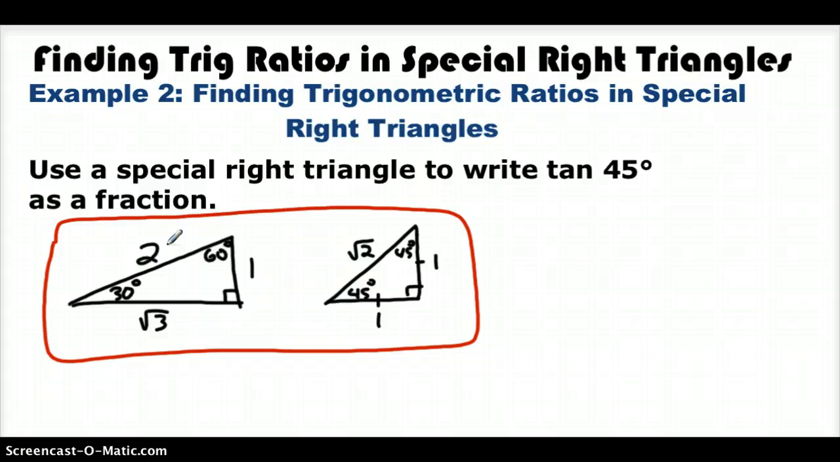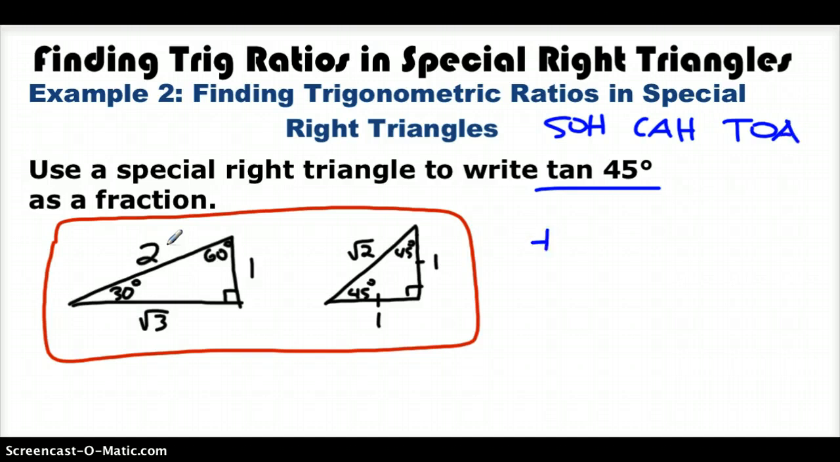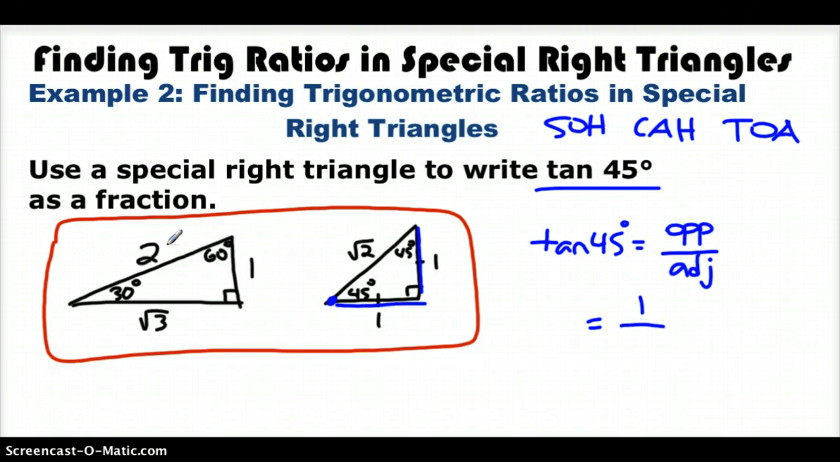Okay? Now we're looking for the tangent of 45 degrees. Well, remember, SOHCAHTOA. Okay, so again, the tangent of 45 degrees is going to be equal to the opposite over the adjacent. Okay, well, in this particular case, the opposite over the adjacent here is going to be 1. So let's look at 45 degrees, doesn't matter which one you choose. The opposite here is 1. The adjacent here is also 1. So 1 is going to be our final answer here. Okay, so pretty simple, but you can see that if you don't know your special right triangles, this is going to be quite difficult.